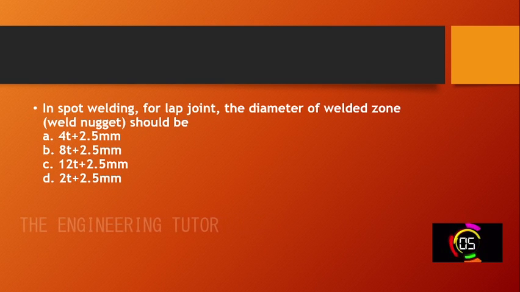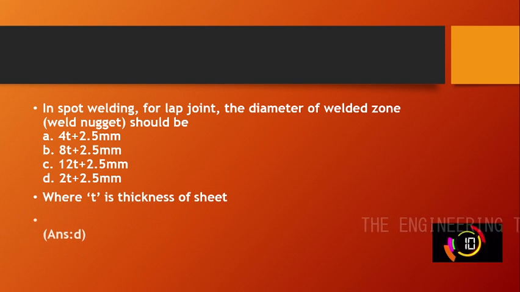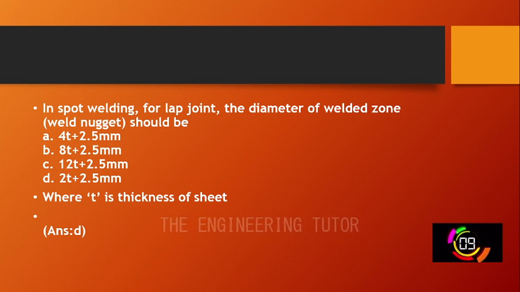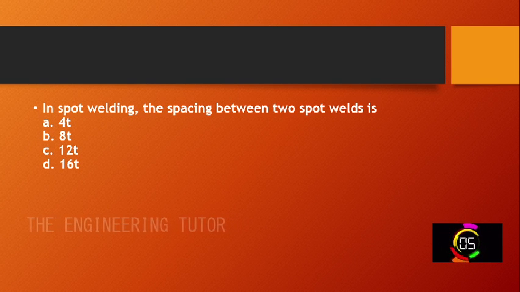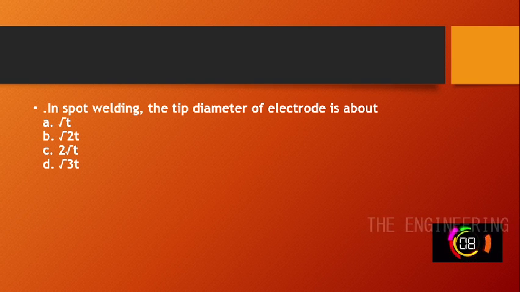In spot welding for lap joint, the diameter of the weld zone. Actually, we have to remember some terms in connection with spot welding. It's option D, 2T plus 2.5 mm is the diameter of the weld zone. Yeah, it should be 2T, where T is the thickness of the sheet. The spot welding spacing between two spots is given by 12T. In spot welding, the tip diameter of the electrode is about. This question also repeats very often in the exam. So that's equal to root T is the answer.